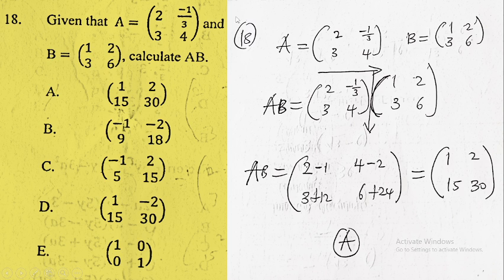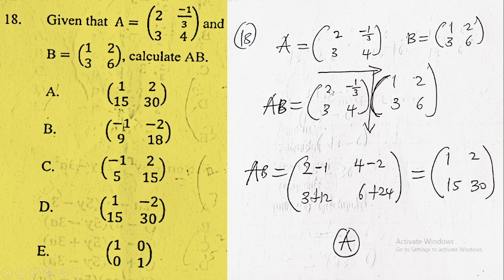Question number 18 is on matrices. We are given that matrix A is this, and matrix B is this. Calculate AB. That means you are multiplying matrix A with B. In this case, the rule for matrix multiplication must be put in place. The number of elements in the row of the first matrix must match the number of elements in the column of the second matrix. And that's why we have this arrow to show that row will multiply column.